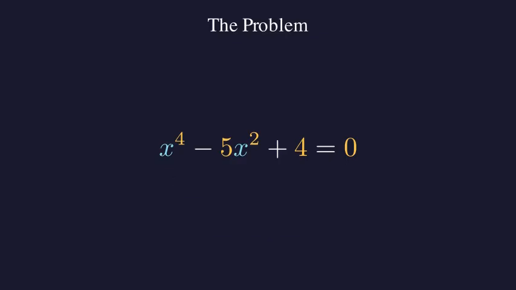However, look closer at the exponents. Notice that all the powers of x are even numbers. We have x to the power of 4 and x to the power of 2, and the constant term 4 can be thought of as x to the power of 0. Because there are no odd powers like x cubed or just x, this equation has a hidden structure. It is what mathematicians call a biquadratic equation, or simply quadratic in form.